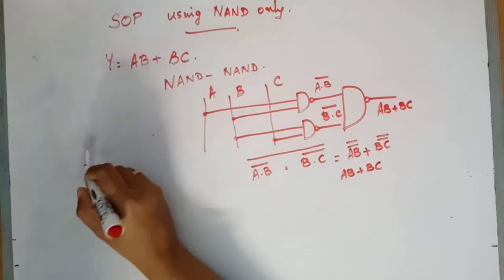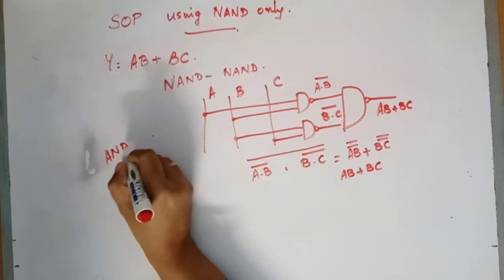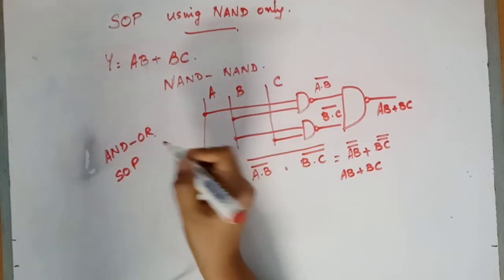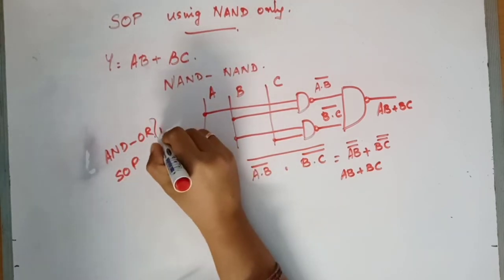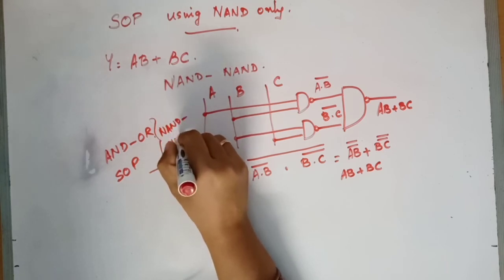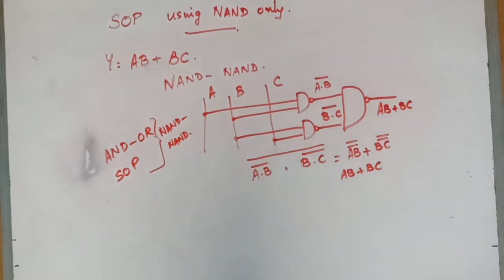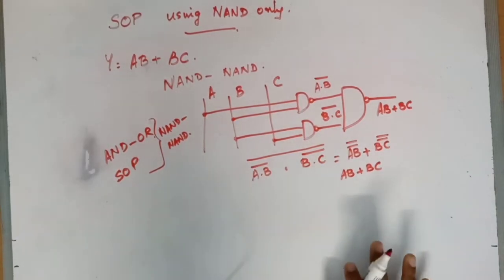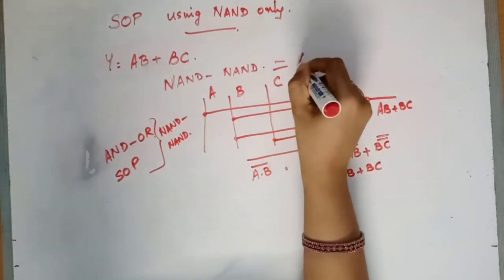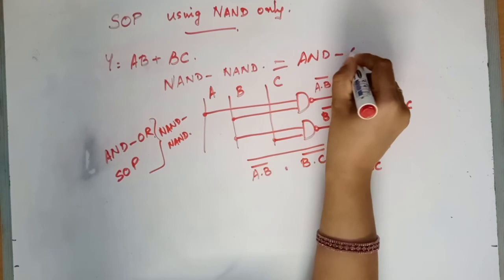So whenever you have an AND OR combination or SOP, both are the same, you can replace it with a NAND combination. So this is a popular question: express only using NAND. Okay, so AND OR is equal to NAND, NAND is equal to AND OR.